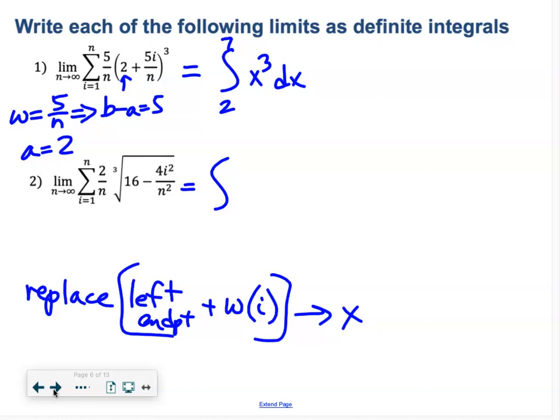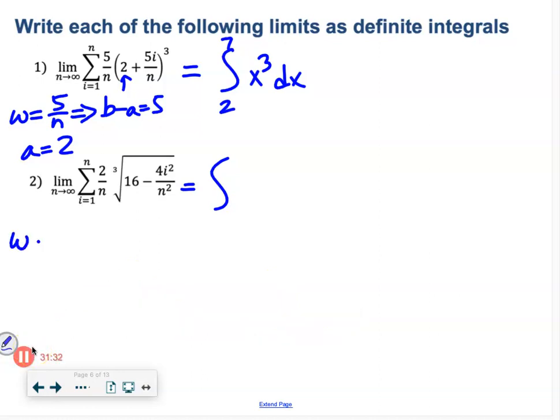All right. So I'm going to pause, hoping you all figured out that your width was 2 over n. So our b minus a, we know the difference between a and b has to be 2. A and b have to be 2 units apart. The tricky part is, what are we plugging left endpoint plus width times I into? The hard part is that there's nothing that you can plug a number plus 2i over n into that will generate this.